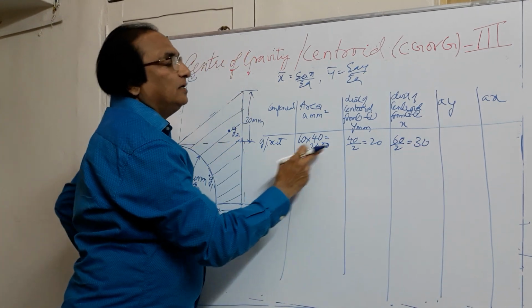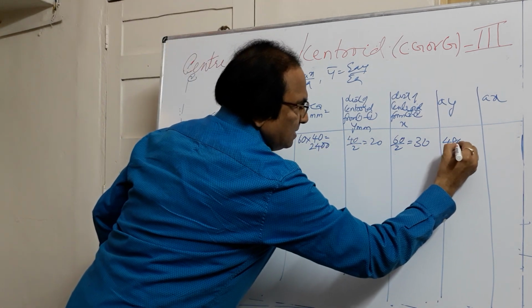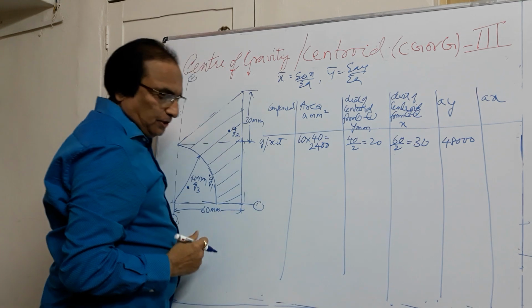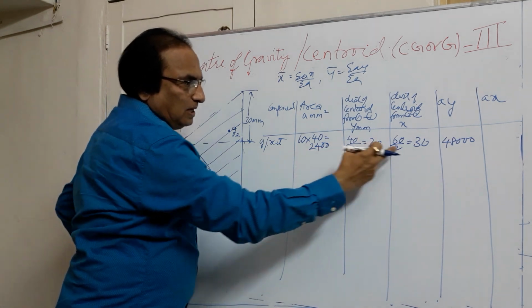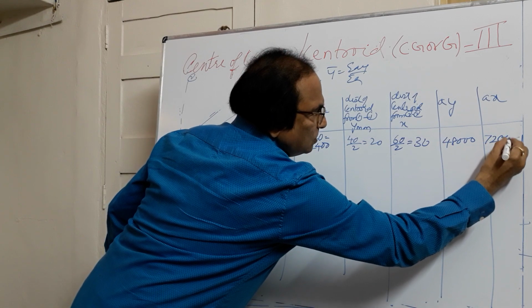You know A, you know Y. If you multiply that, you get 48000. You know A and you know X. If you multiply them, you get this as 72000.